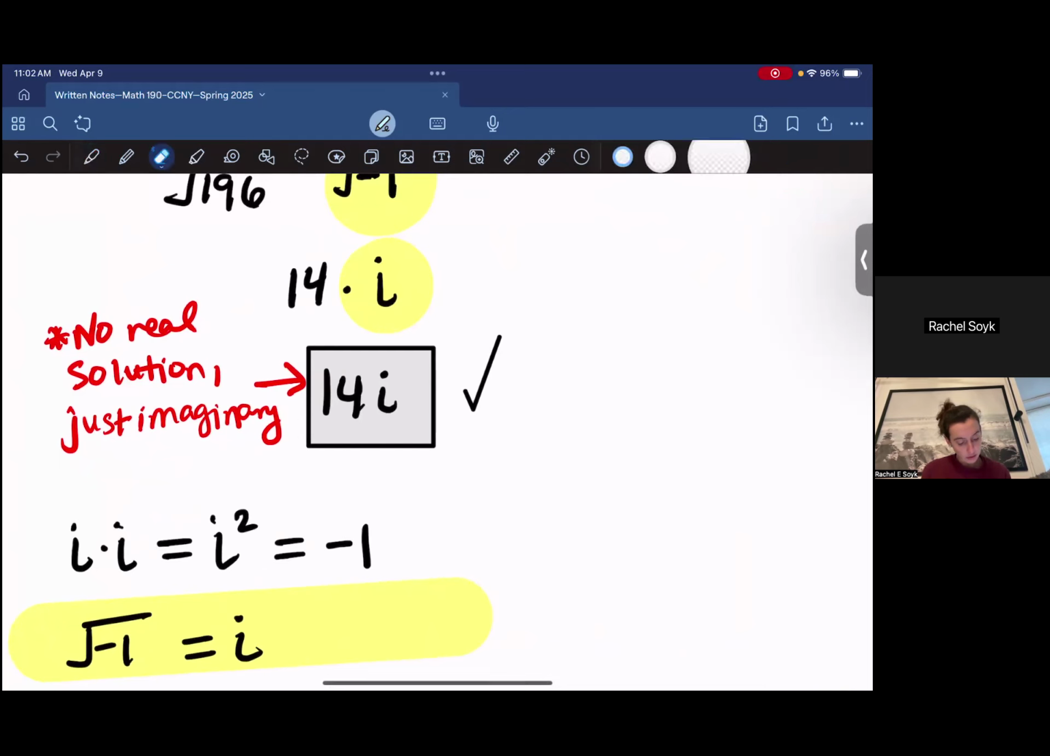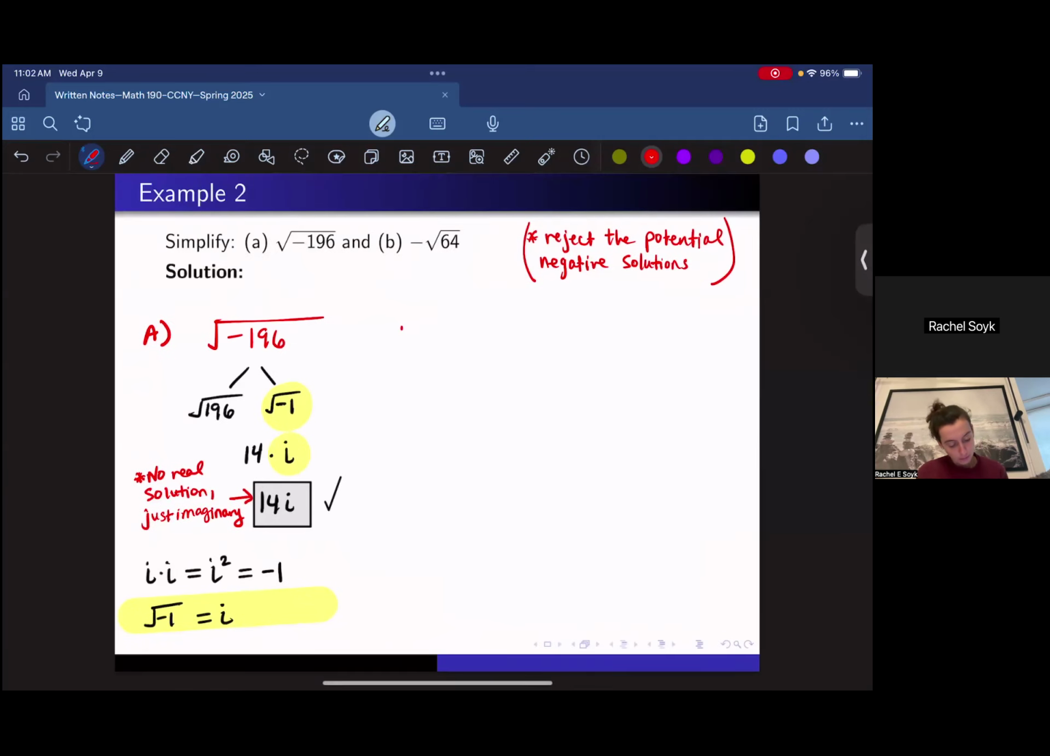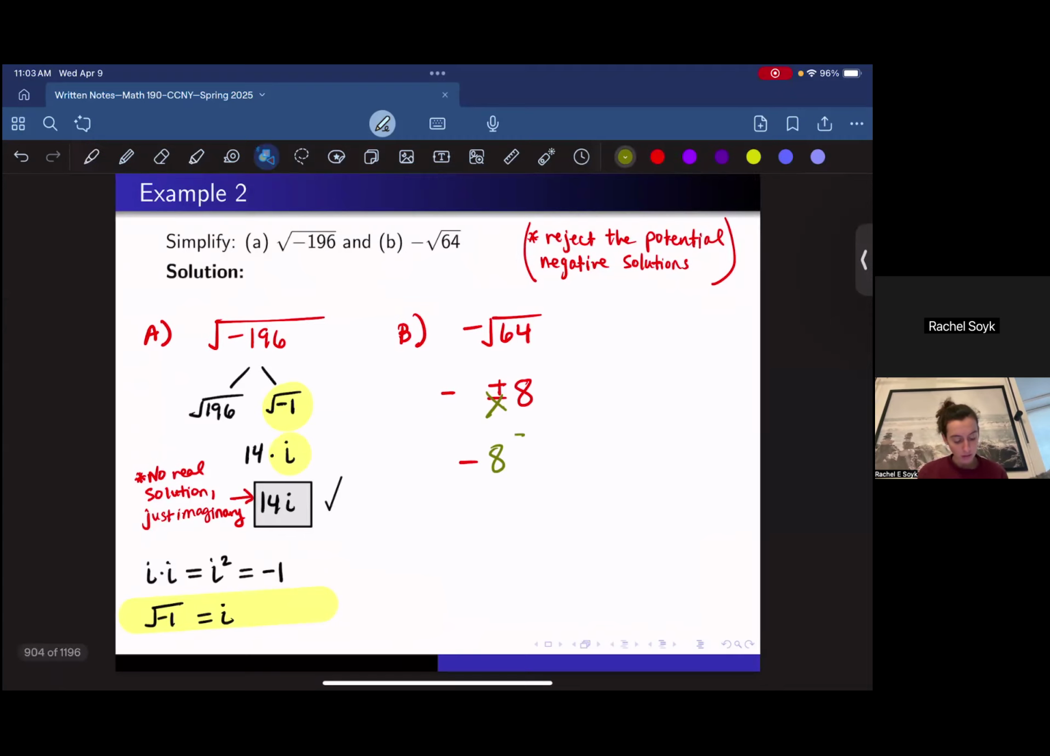All right, so let's move on to our part B. Just going to fix that. Our part B is now asking what's the square root of negative on the outside and then 64. Again, we're going to reject that negative symbol. So we're just looking at positive 8 for the square root of 64, and then we have that negative tacked on in the front. So the final solution is negative 8. And we're done.